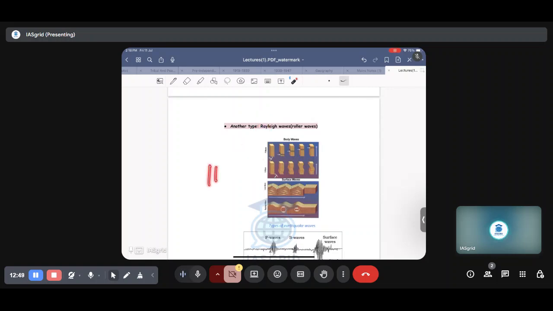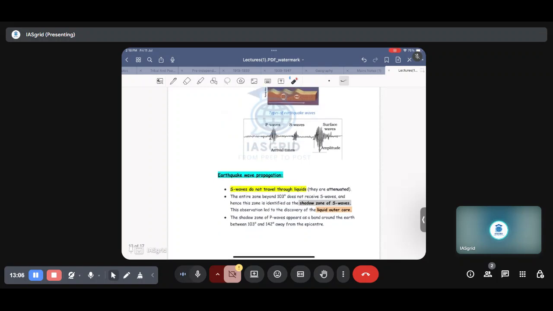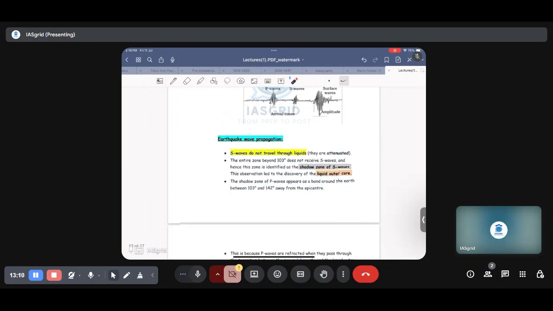Others were traveling like this, some were traveling on the surface like this, and this travels like this, as shown over here. I think this is enough for you to realize what Rayleigh is. You don't have to get into this deeply.